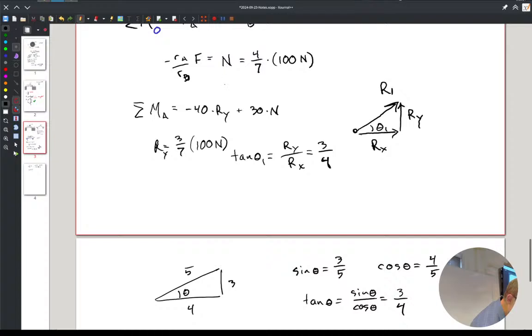I guess one thing that we were looking at before is that we found this capital N, but in this case we're using RY. Overall, they have to add up to 100, so if one of them is 4/7, the other one's got to be 3/7.